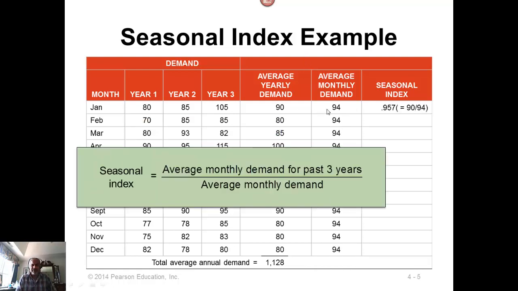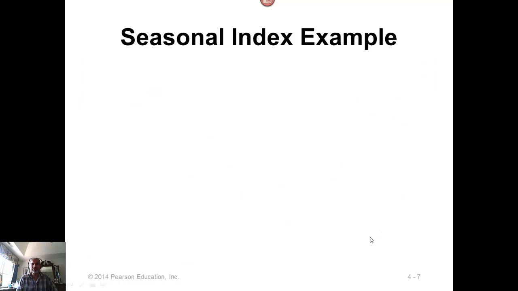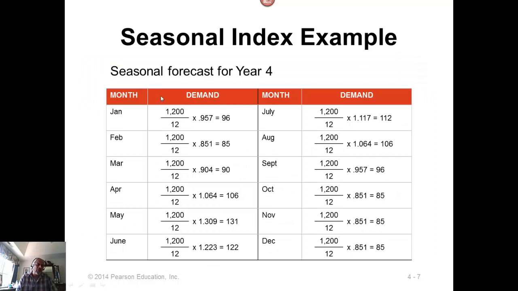Now you divide that 94 into 90, and you get the seasonal index for January. Then divide 94 into 80, you get the seasonal index for February, and so on. So now you have the seasonal factor or seasonal index for each of the 12 months. Then you find the total demand for this next year, year 4, say 1200. If that is the estimated forecasted demand for the entire year, you divide by 12 to convert that into monthly demand. That would be before adjusting for seasonality. And then you multiply by the seasonal index, and that will give you the seasonally adjusted forecast. Now this 1200 may come from either the moving average method or one of the exponential smoothing methods, or it could be a trend adjusted forecast as well.